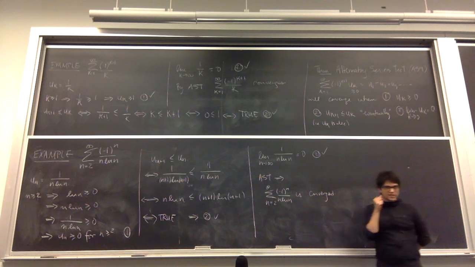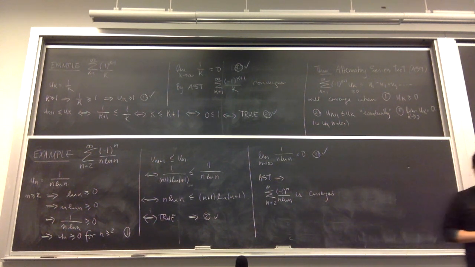But now I want to be more specific. What type of convergence do we have here? Do we have conditional convergence, or do we just have absolute convergence? Absolute convergence being the stronger thing. So how can I conclude here that this is conditionally convergent and not absolutely convergent?